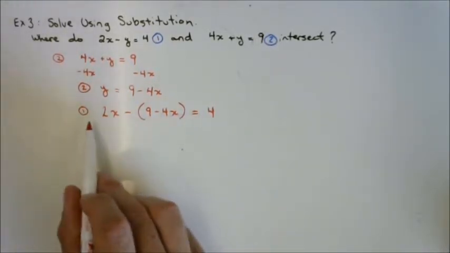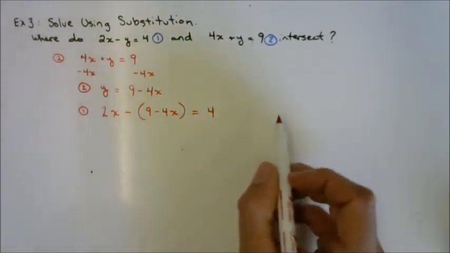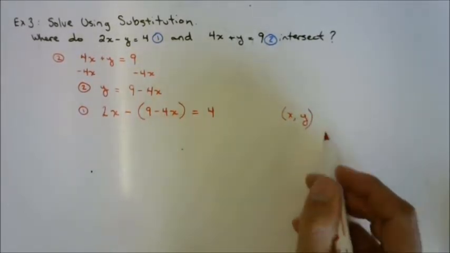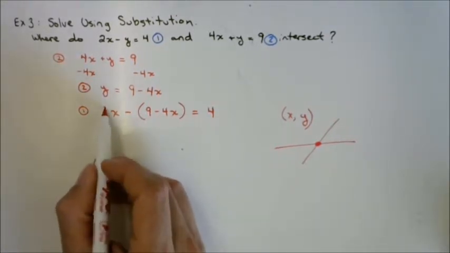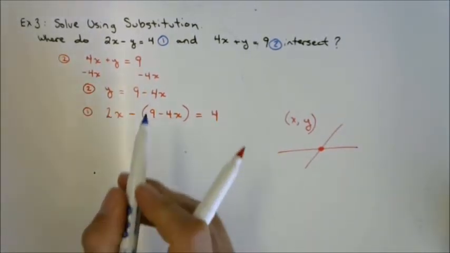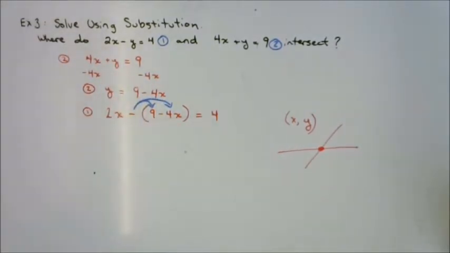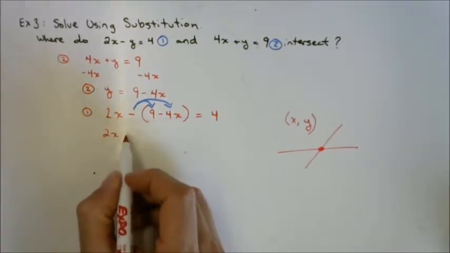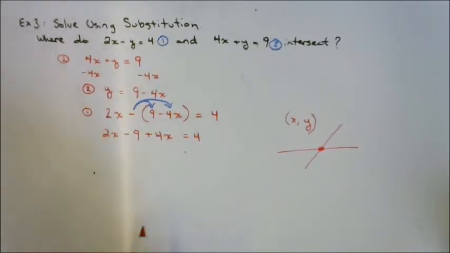Now I'm going to simplify this, and I'm going to solve for x. That's going to give me the x coordinate of the point of intersection of these two lines. Here we go. 2x, and here I have to distribute this negative to both terms inside the bracket. So we've got a negative 9 and a positive 4x. I can rewrite that: 2x minus 9 plus 4x equals 4.